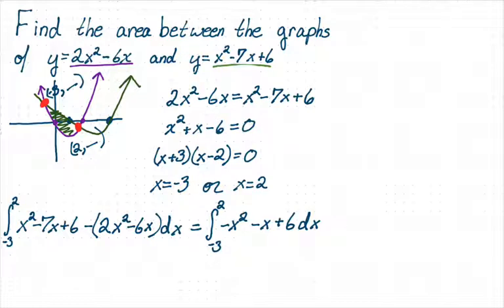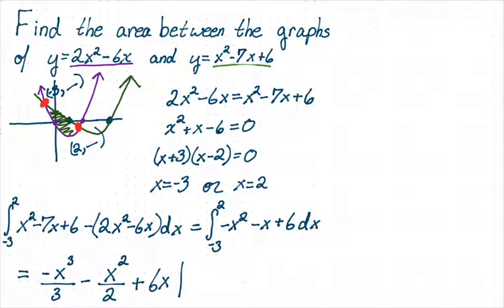Right. But now this isn't so bad. We can go ahead and integrate it. I'm using reverse power rule, so I'm going to bump the exponent of negative x squared up by 1. So that 2 becomes a 3, and then I'm dividing by the 3. Minus x, that's x to the first. I'll bump that exponent up by 1, and I'll divide by 2. And then plus 6x. And I'm going to evaluate this from negative 3 to 2.